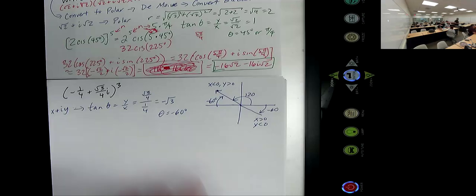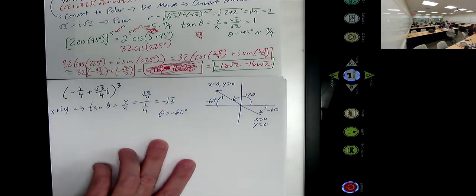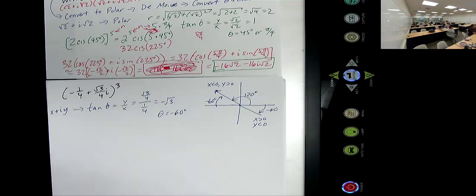So we got the theta up on the board, and when you do the angle, you're gonna have positive 120. We're gonna do cube roots on the next problem.